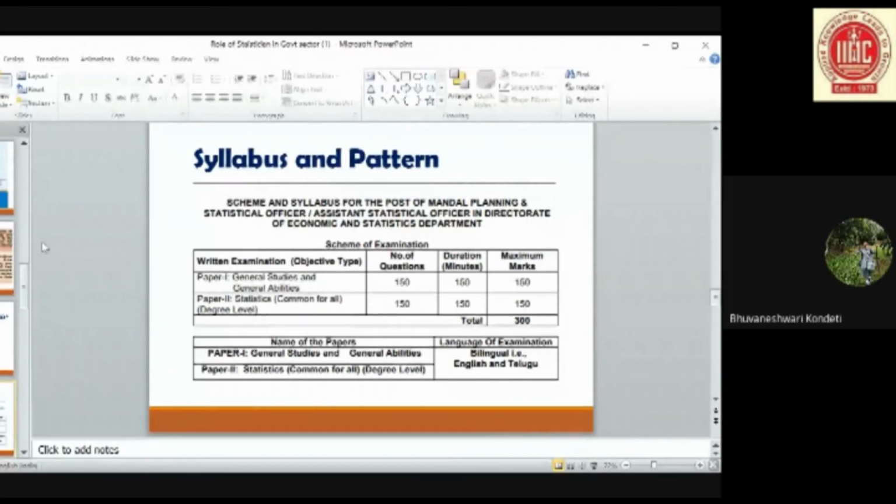there will be some 100 vacancies which will most probably be notified in 2023. So these are bulk vacancies, and you can prepare well for this. That's why I'm sharing the syllabus and pattern, which was last conducted in 2018. The same I'm explaining now. The pattern will be two papers, general studies and general abilities, and the next one is statistics. Each carries 150 marks, and the duration will be, I think, 2 hours.